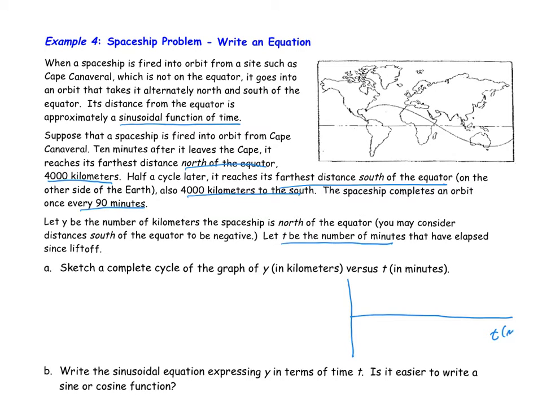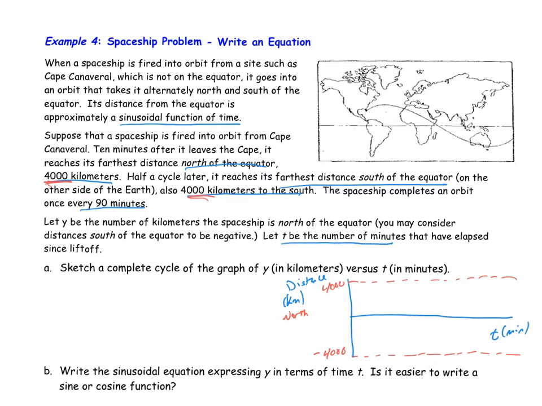So this is time in minutes, and this is distance in kilometers. And we're told that the maximum distance is 4,000 kilometers to the north. So this is kilometers north. So 4,000 north. And on the other side of the Earth, it reaches a distance that is 4,000 kilometers to the south, so we're going to call that negative 4,000. Okay, and that's taking into account the maximum and minimum values for this equation. Then we need to figure out the entire equation.